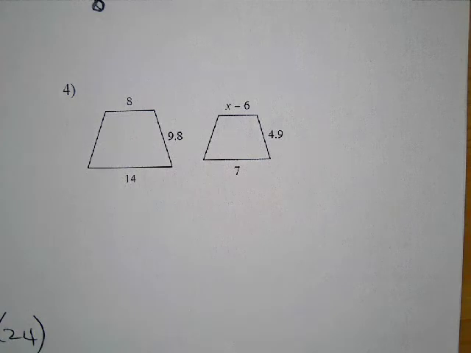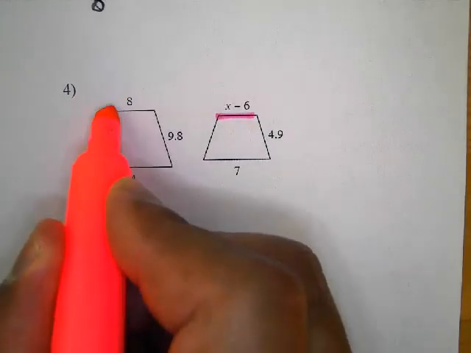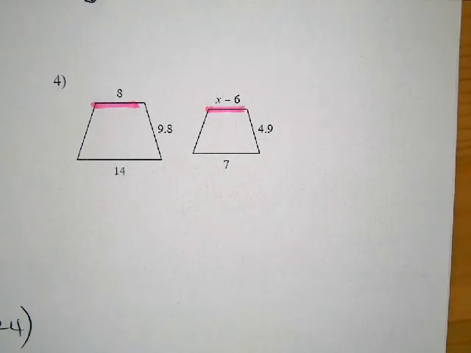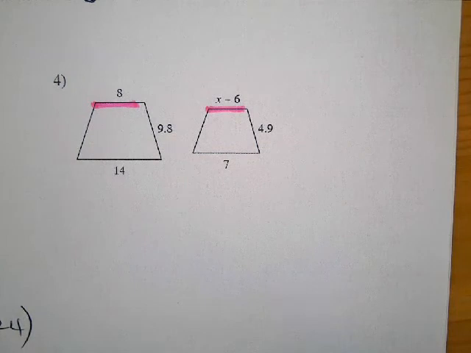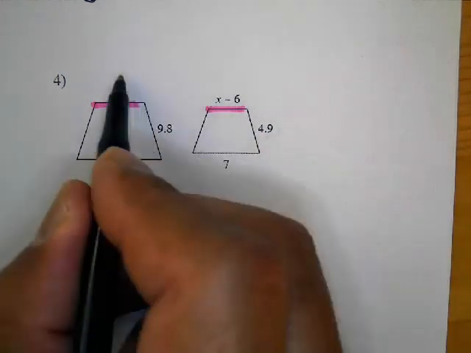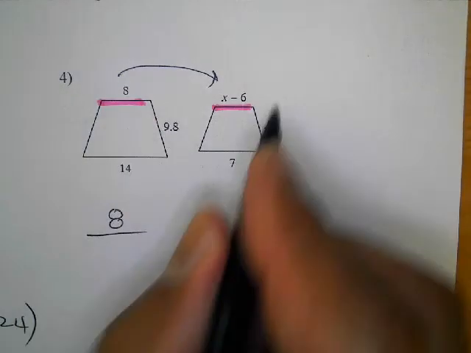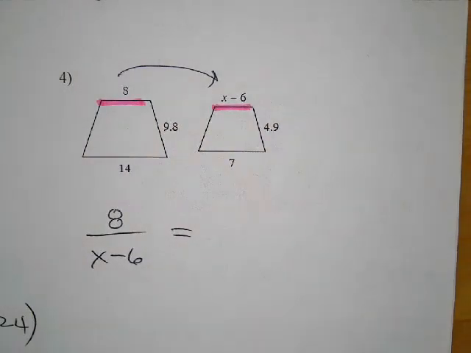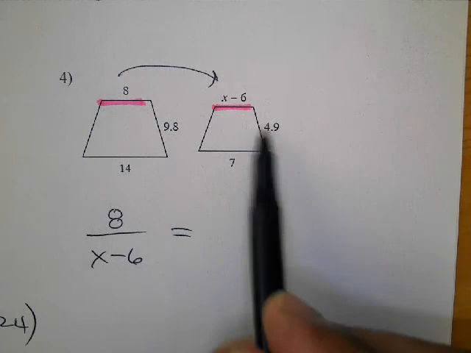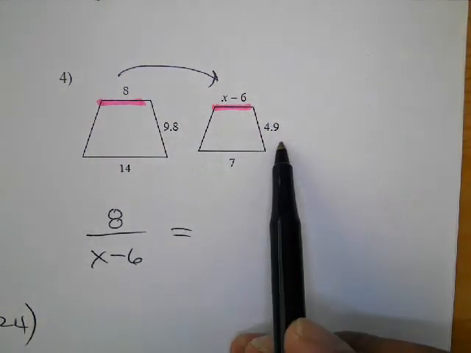Okay, number 4. Ooh, this one has a bunch of numbers everywhere. See, don't get lost. Just focus on what you need to focus on. I obviously need this side, and it obviously corresponds with this side. That's the first pair of sides. And this time, just to mix it up, you can go this way, but it doesn't matter. I'm going to go this way, okay? And it's going to be fine. 8 is to x minus 6 is equal to, and now, can I use this side and this side?